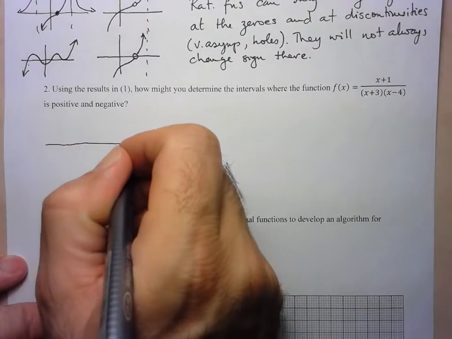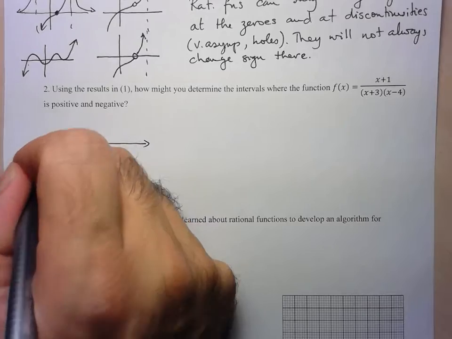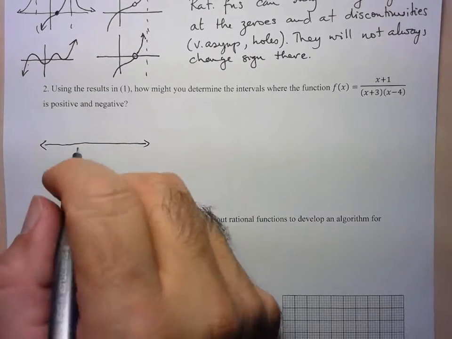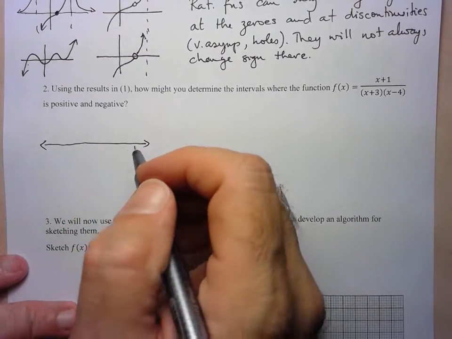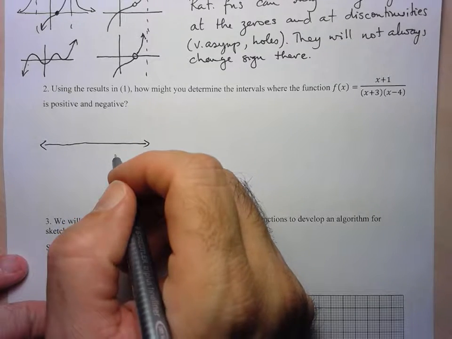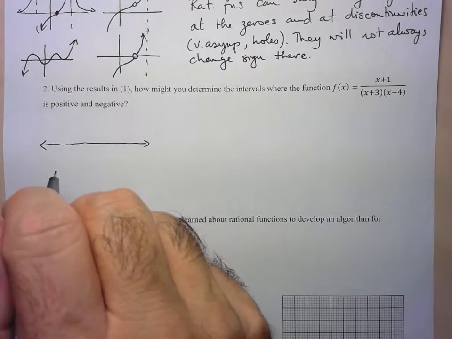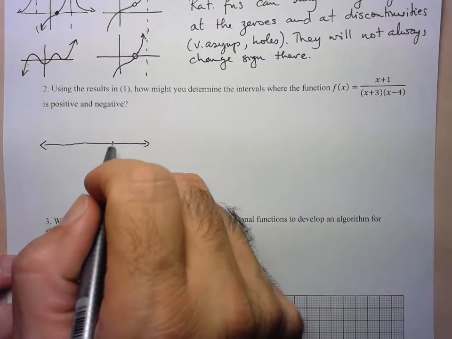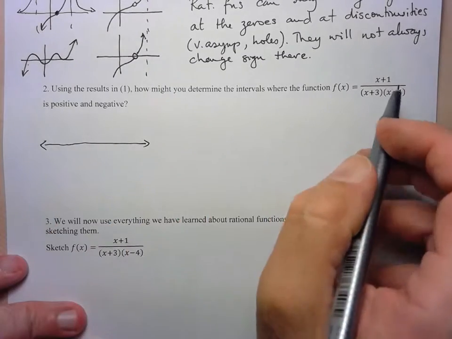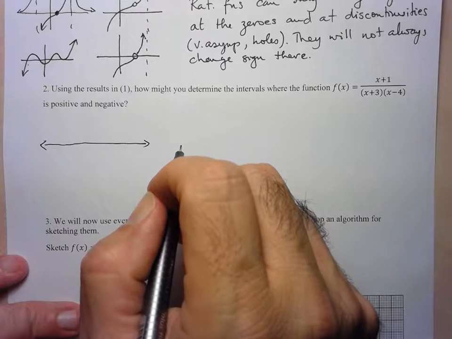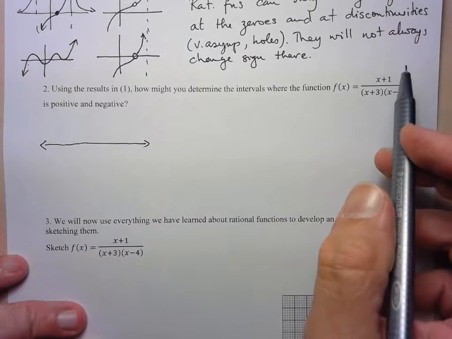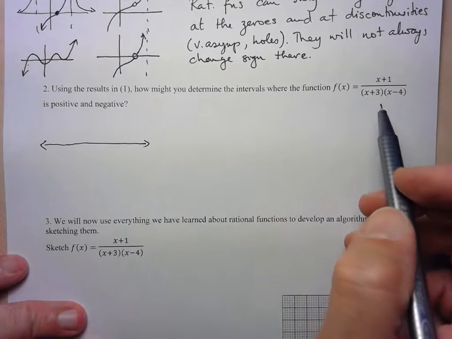Now the reason why I don't bother even working with a full Cartesian plane is that I only care about whether it's positive or negative. I don't care how positive or how negative it gets. So what I'm going to do is list all the places where this function might change sign. And what we saw is that it might change sign at x-intercepts and discontinuities.